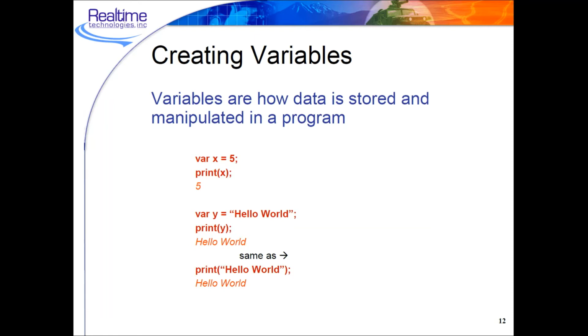The next example that we see down below is a variable y being assigned a string, hello world, and then that string is being printed, as you can see below. This is the same way as being able to use the print to print that string. Any questions on creating a variable?